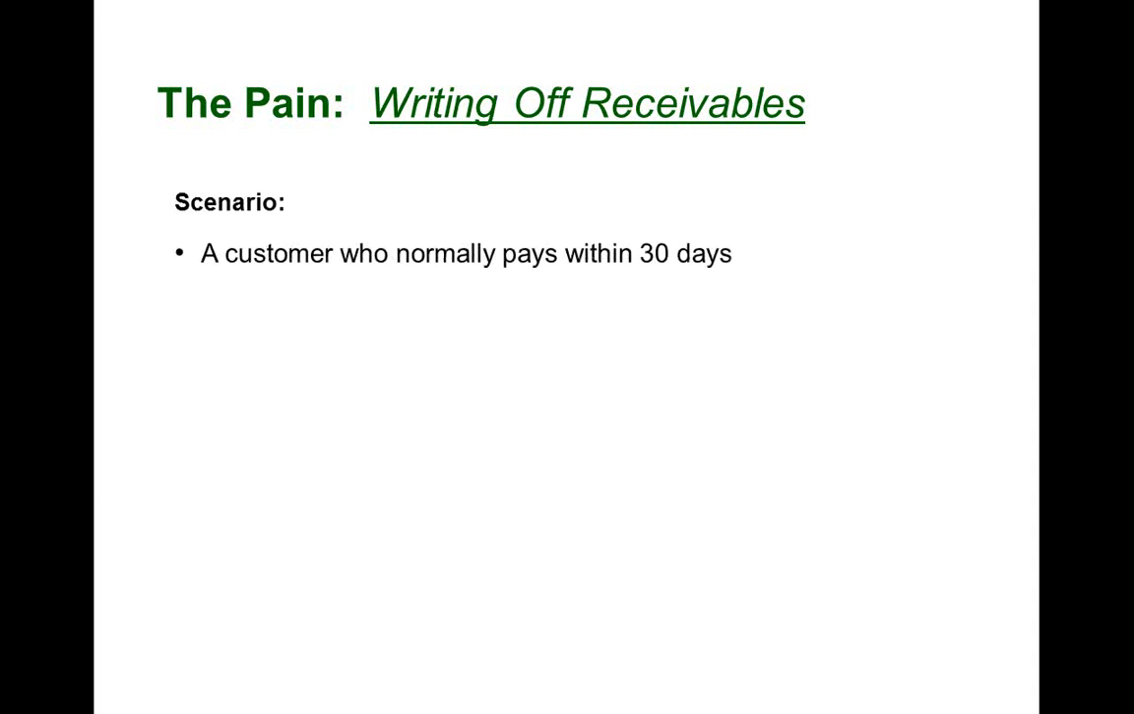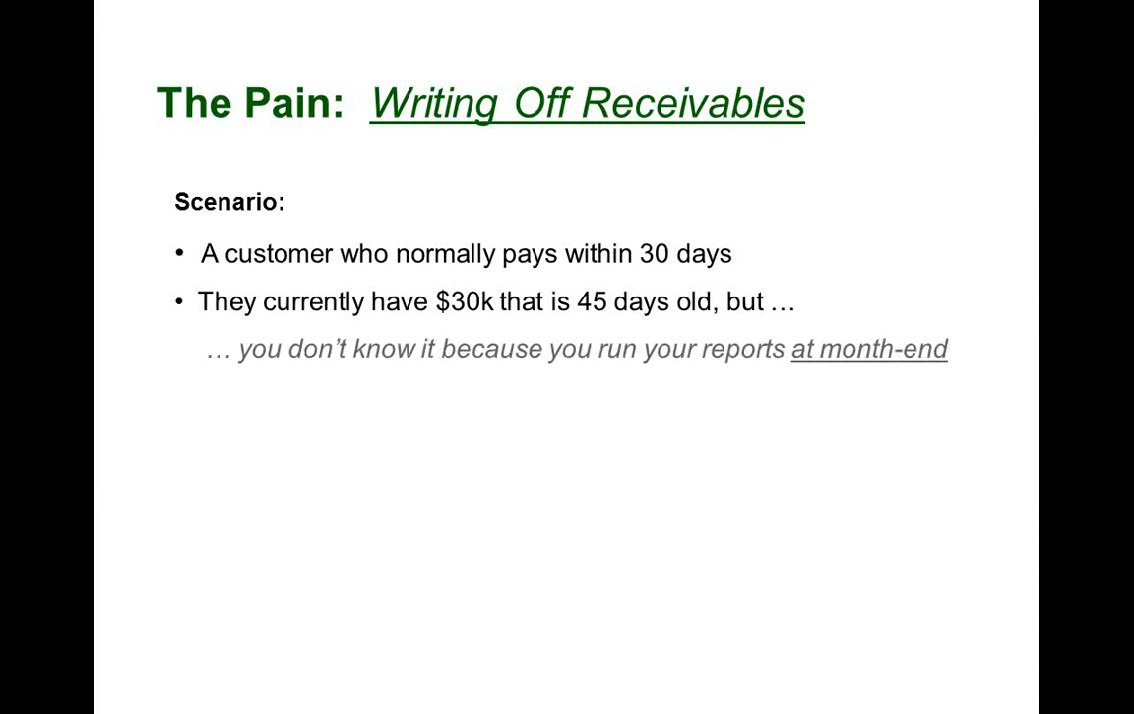So consider the following example. You might have net 30-day terms with your customers. That is, they typically pay off their invoices within 30 days of receipt. However, now you find yourself in the middle of a month, and you might have a customer who has let their receivables build up a bit, $20,000, $25,000, or $30,000, that's now approaching 45 days old. But you don't know about them. Why? Because you wait until the end of your month to run your AR aging report.